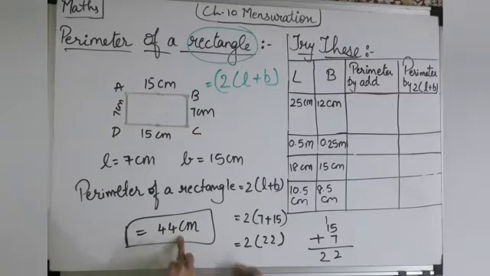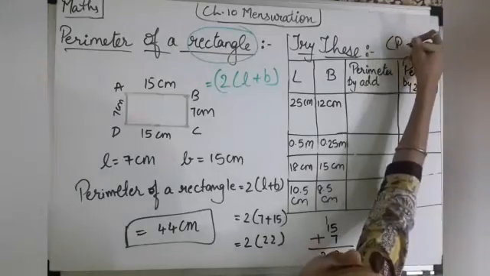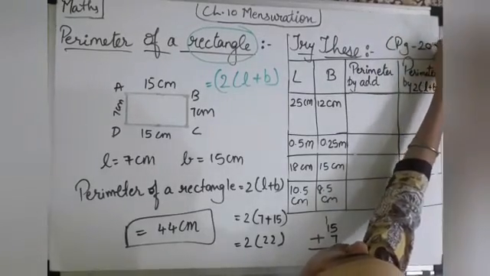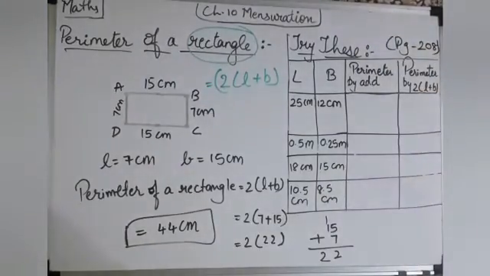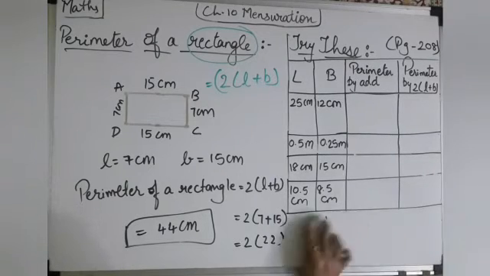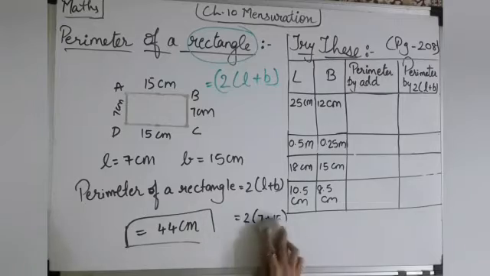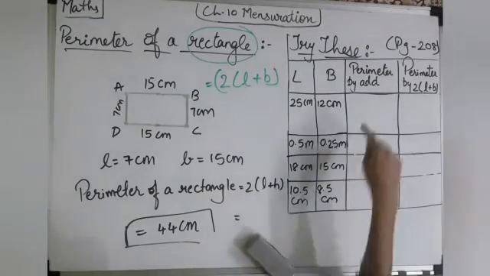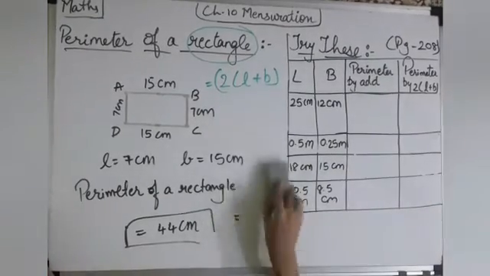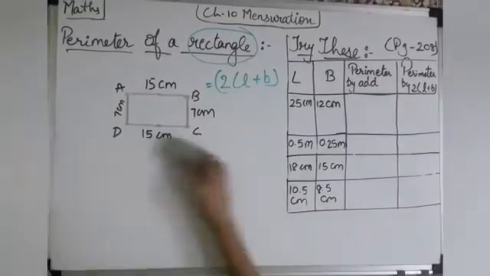Okay. On page number 208, there is a Try This. So let's do it. This Try This, we cannot solve it here, so I'll solve it here.